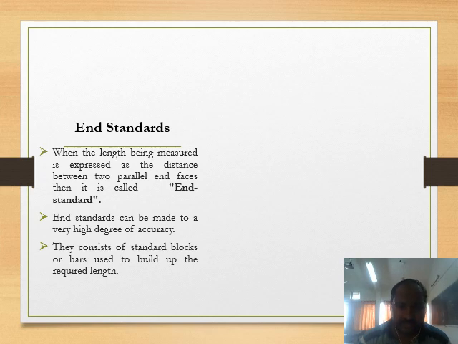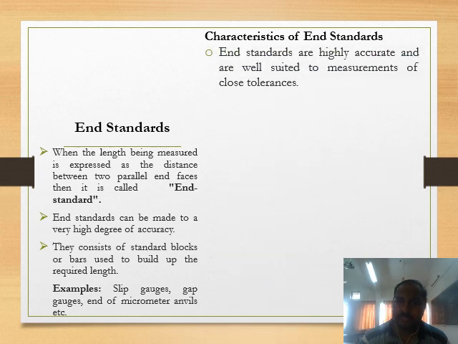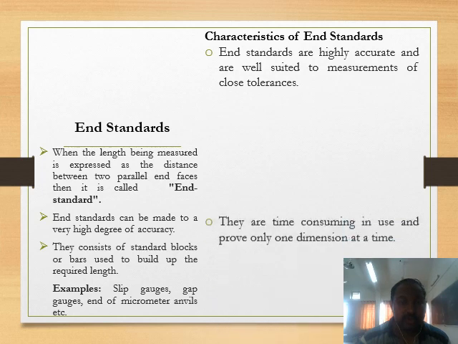They consist of standard blocks or bars used to build up the required length, which can then be used for measurement. Some examples of end standards are slip gauges, gap gauges, end of micrometer anvils, etc. Characteristics of end standards: they are highly accurate and well suited to measurements of close tolerances.